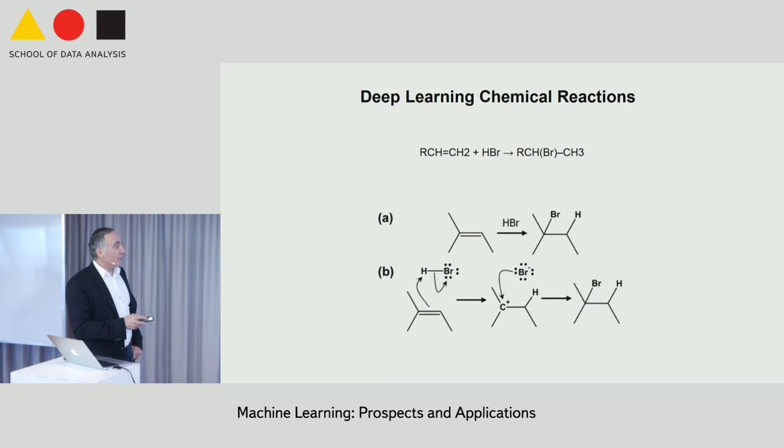An alkene is an organic molecule with a double bond. What happens is you add HBr to this molecule. The HBr first breaks down into H plus and Br minus. So that's the first, if you want, electron movement. And then the Br minus attacks the double bond. And finally, you get this brominated molecule.